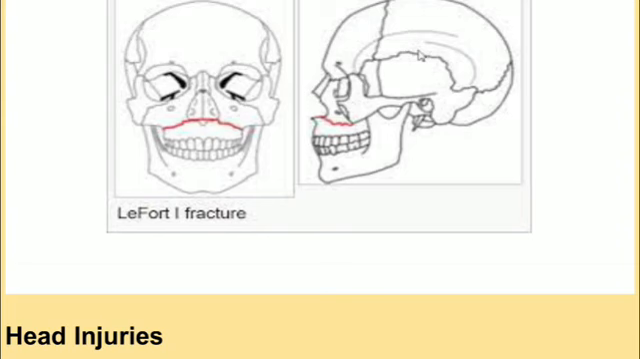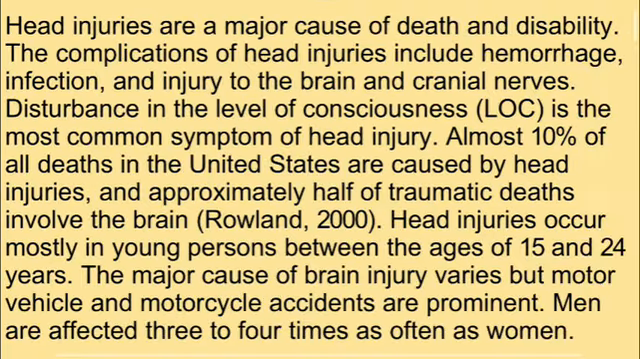The complications of head injuries include hemorrhage, that's bleeding, infection, and injury to the brain and cranial nerves. There is disturbance in the level of consciousness, and this is common with head injury. In about 10% of all deaths in some parts of the world, the cause is head injury, and you have half of traumatic deaths involving the brain.